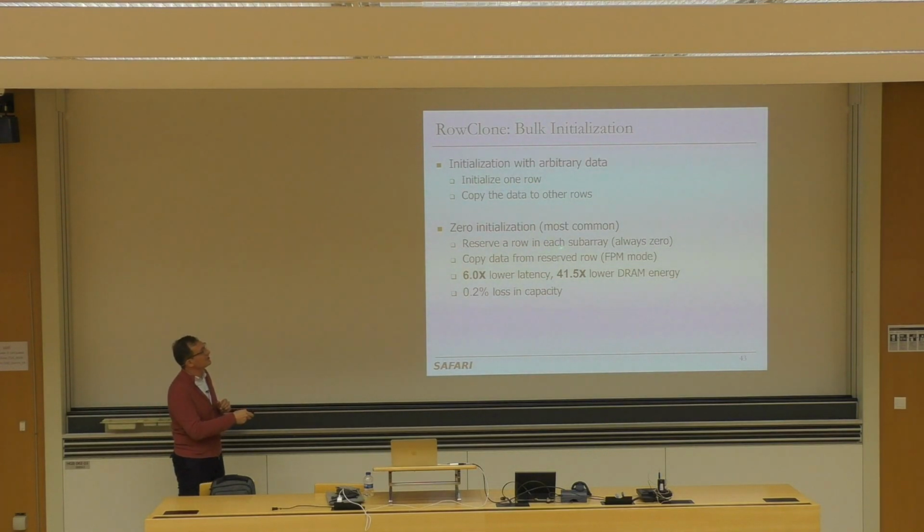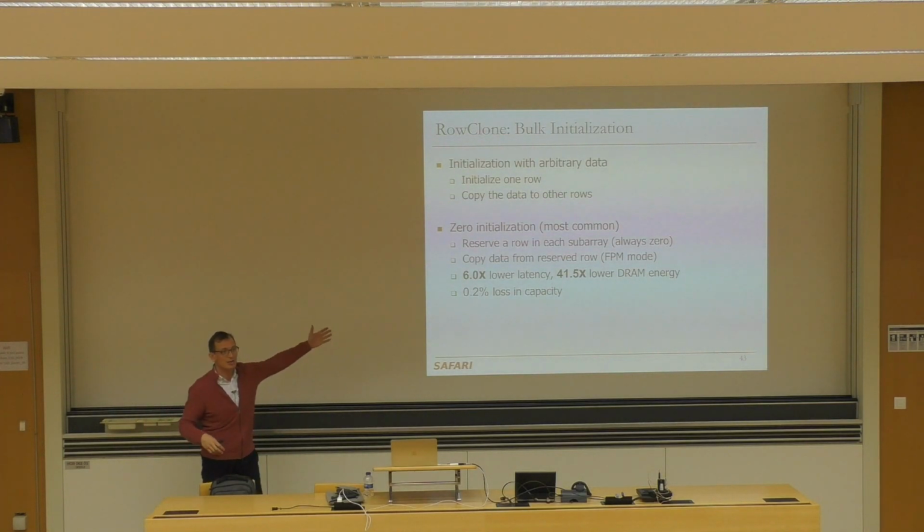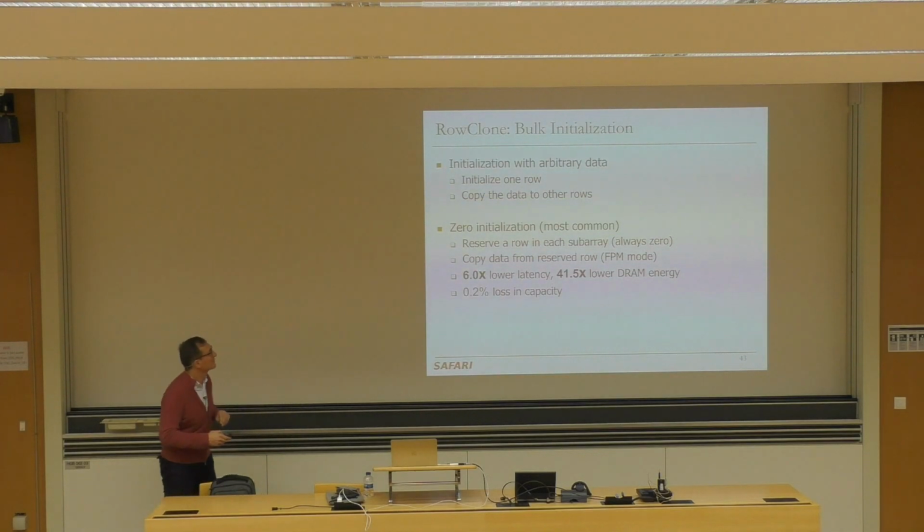You reserve a row in each subarray, always zero. You copy data from the reserved row. This is called using the fast parallel mode. And this leads to 6x lower latency and 41.5x lower DRAM energy in these results with very small loss in capacity. Actually, this resembles the idea of hardwiring a register to zeros, right? Since zero is very common, you hardwire a register to zero in many ISAs. That's essentially what's happening. You hardwire a row to zeros in the subarrays in the DRAM.